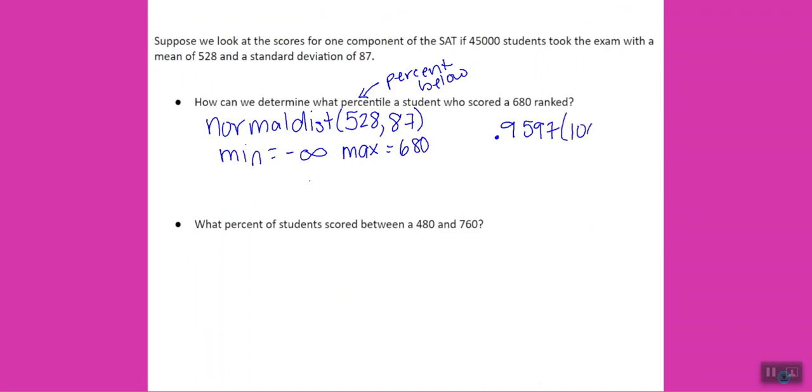We multiply that by 100. We get that it's 95.97%, or that would make them the 96th percentile. Percentiles are expressed as a whole number.